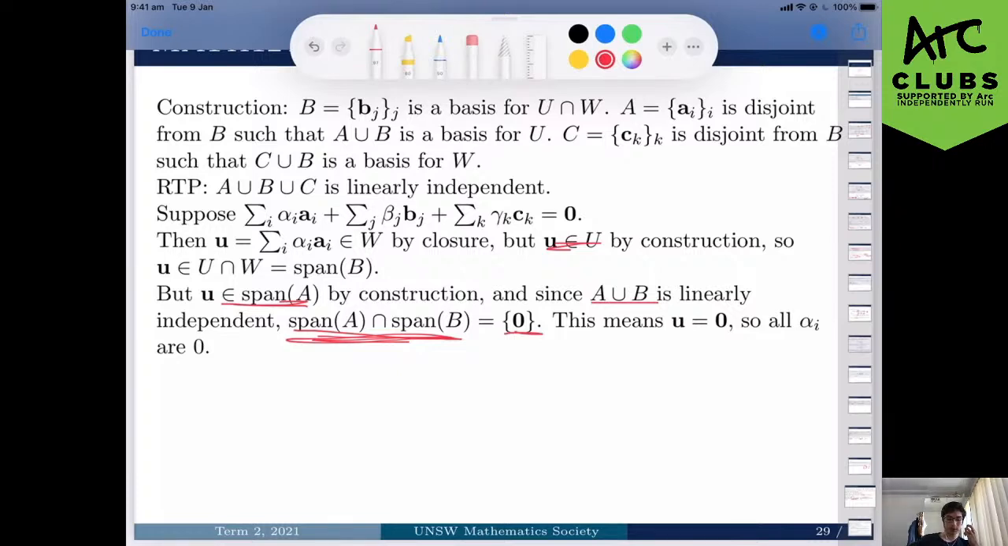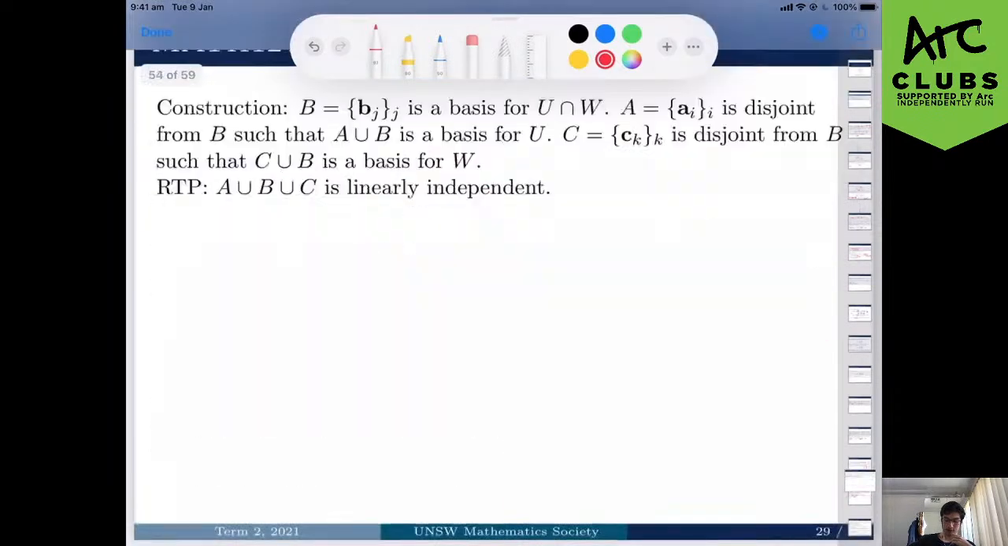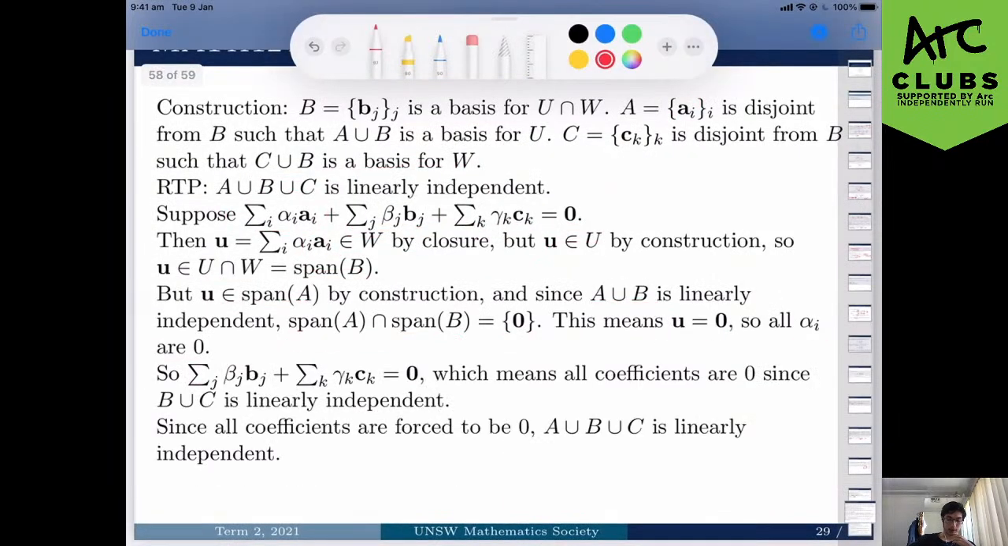So that means if U is in span A, U is in span B, and the intersection is the 0 vector, then U is 0. So all the alpha I are 0. So all of these are 0. And that means that since that is a linearly independent set, B and C is a linearly independent set because it's the basis for W. That means all the coefficients are 0. And we're done. Okay, I'm done before 1:05.